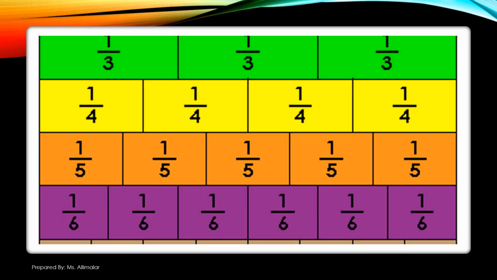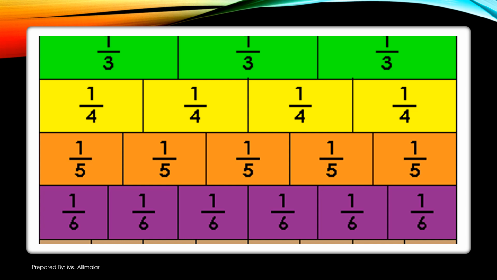Okay, now this is the fraction wall which I attached for your extra reference. If you look at the green color part, 1 over 3, 1 over 3, 1 over 3. Why have 3 at the bottom? Because how many green parts are there? In total, 3 parts. Understand?